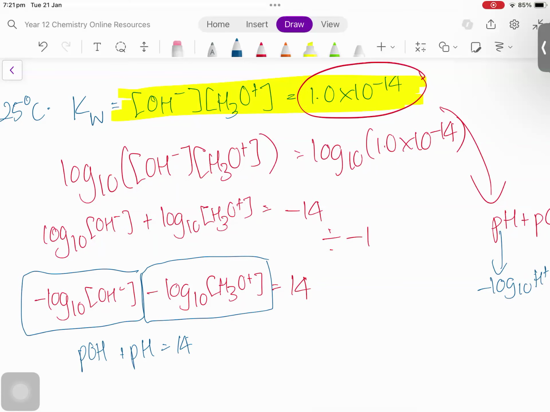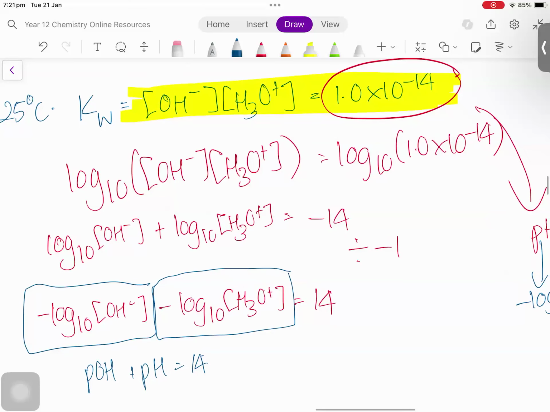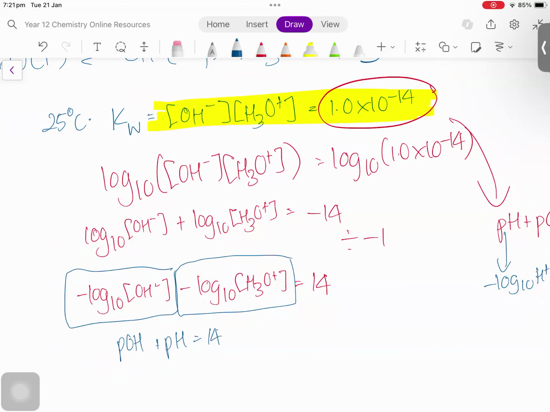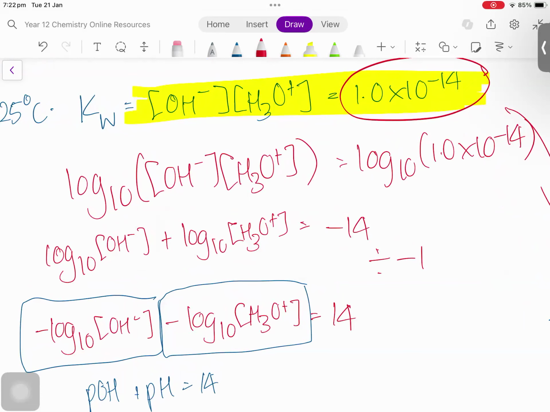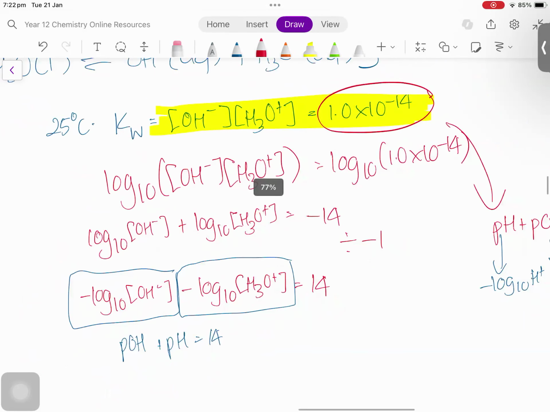That's your proof. So if you get a question at a different temperature and they've given you a different KW instead of 1 times 10 to the -14, you follow these steps to derive pH plus pOH equal to a different number. I've probably seen it before, but it's broken up more as a proof so that you don't have to do this whole thing as one question. It is a challenge question that could separate the students a bit more, but we don't know what they're going to pick as the challenge question in an exam.